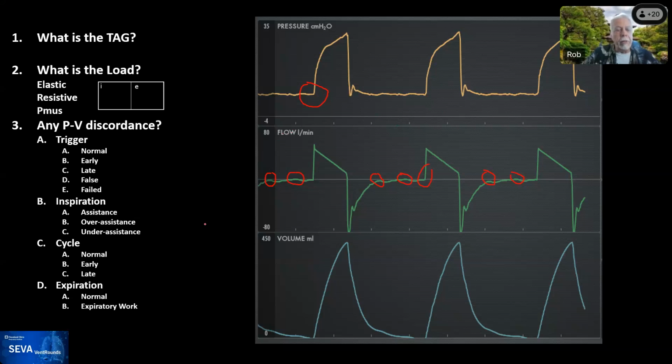Okay, cycling again. In order to say that there's any kind of discordance, we'd have to see some sort of patient inspiratory or expiratory effort. We don't see any, so there can't be any discordance. So we could possibly just call this a normal ventilatory pattern.